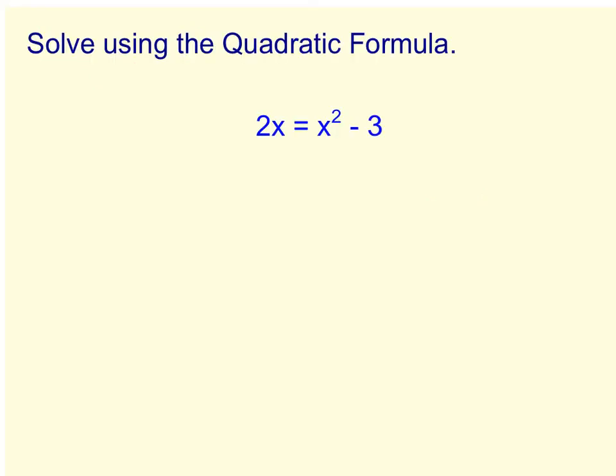All right, so let's try another one. Repetition is what helps us remember this. This one looks a little bit different. If you notice, you don't have everything all on one side. So let's get everything over here where the x squared is.